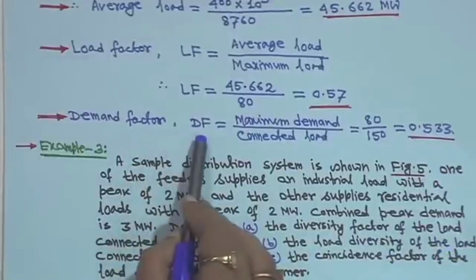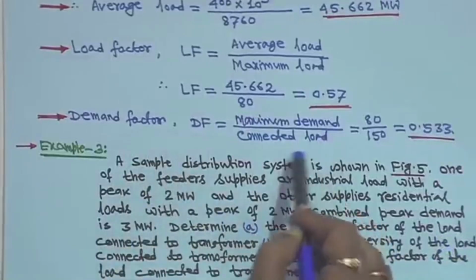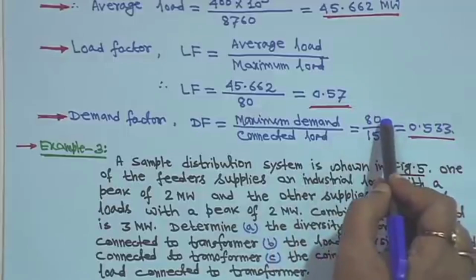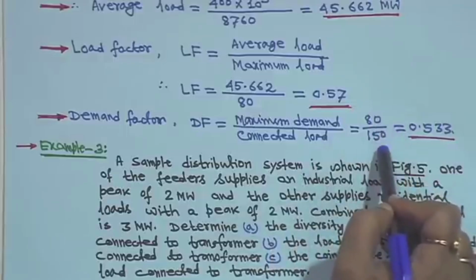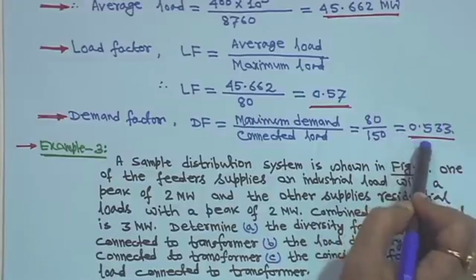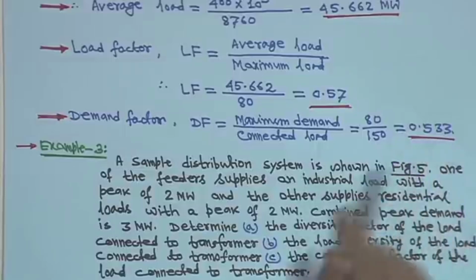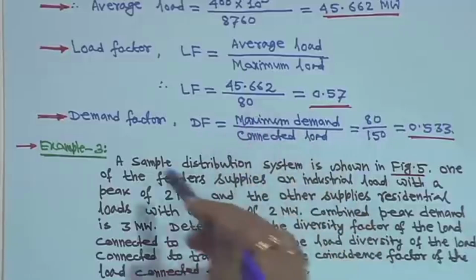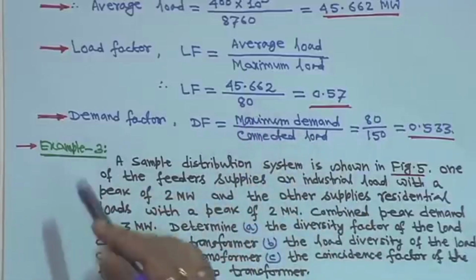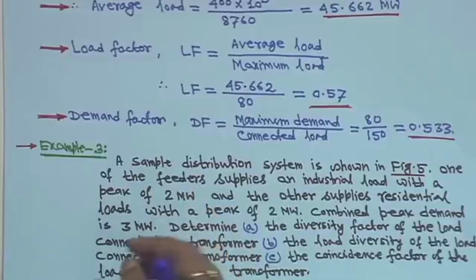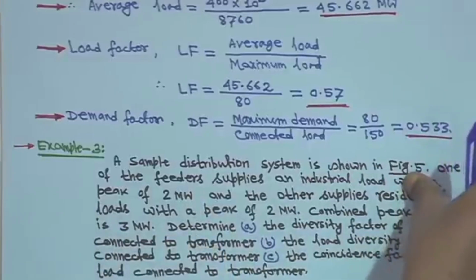And demand factor DF is equal to maximum demand by connected load. Maximum demand was 80 megawatt and connected load 150 megawatt. Therefore, demand factor is equal to 0.533. So, this is a simple example, but it uses all the terminology. We will take a few more examples one after another so that it will be understandable to you.